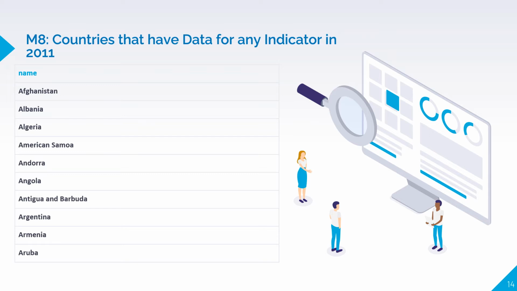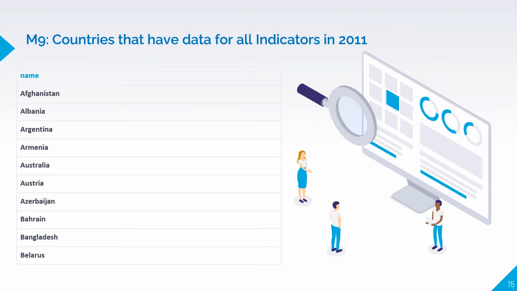And M8, the countries that have data for any indicator in 2011. After running our query using the EXISTS SQL syntax, we found that 213 countries have data for at least one of these indicators, which means that these countries have data for either population total, medical beds, air passengers, or GDP.